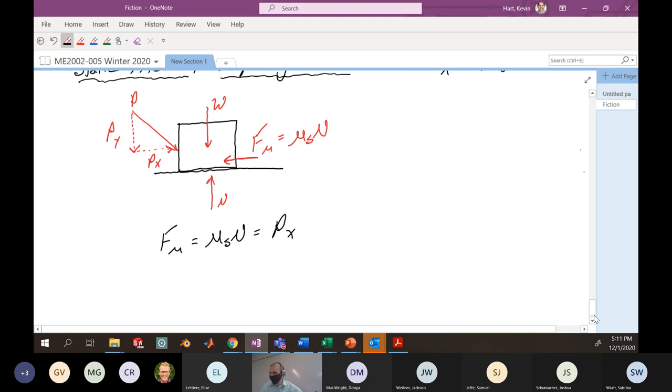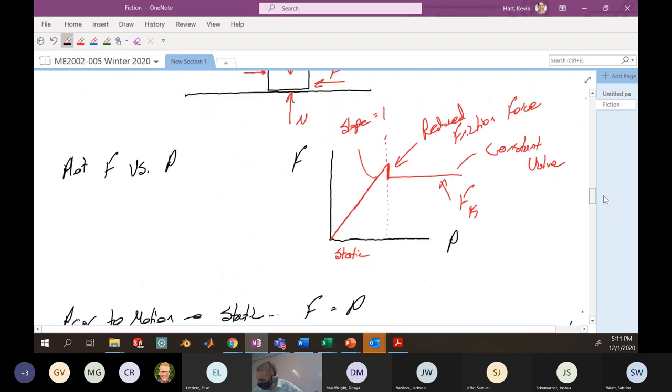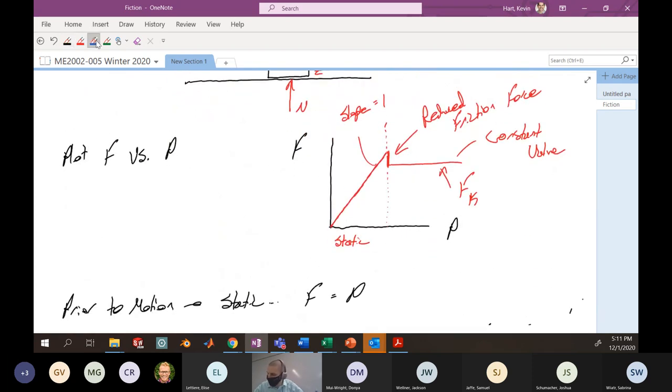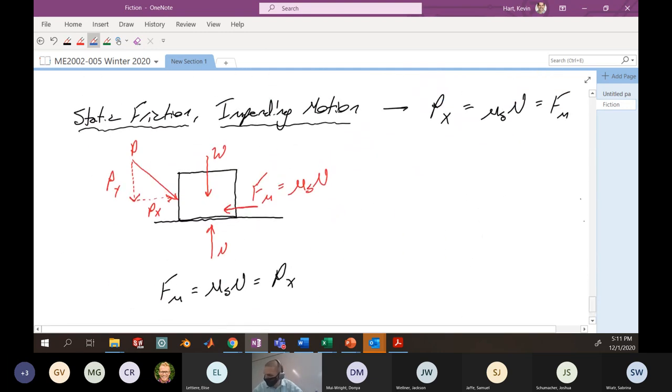Okay. All right. So this frictional force is the max. It's right about to hit that tipping point where it's going over the edge, right? So if we go all the way back up here and go back to our graph where we looked at impending motion, this is the point we're talking about right here. This is your impending motion. All right, so that's the part we're talking about right now.